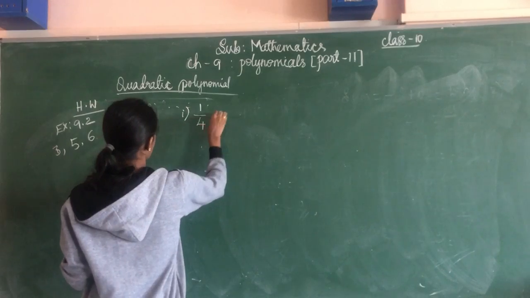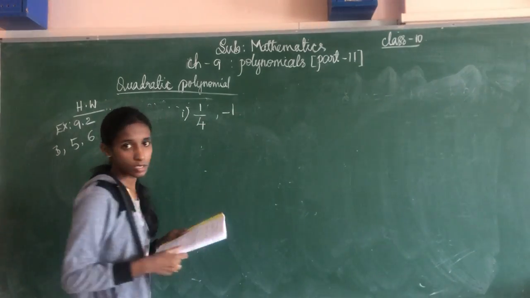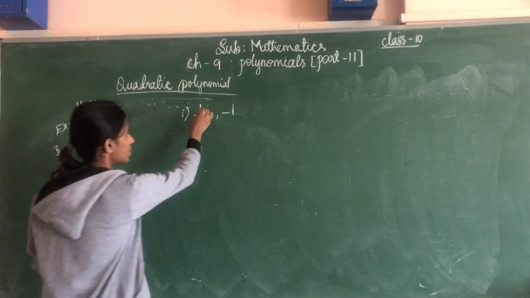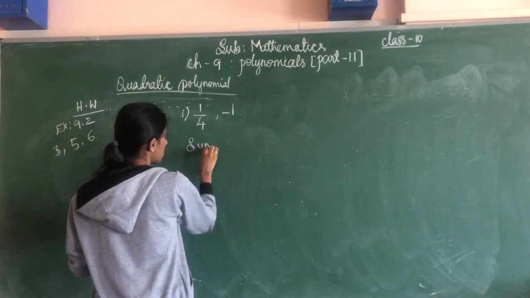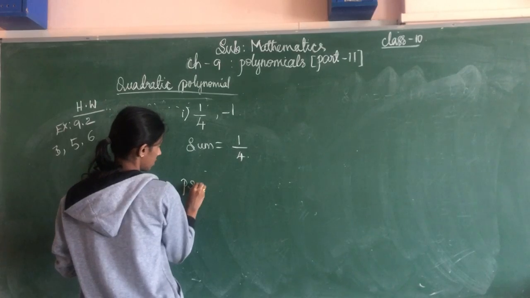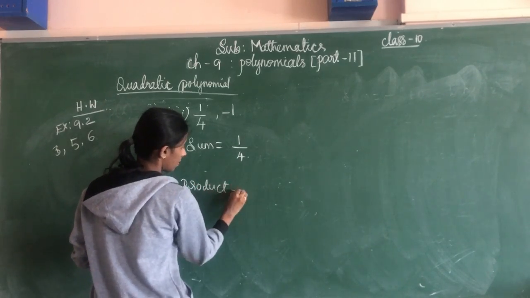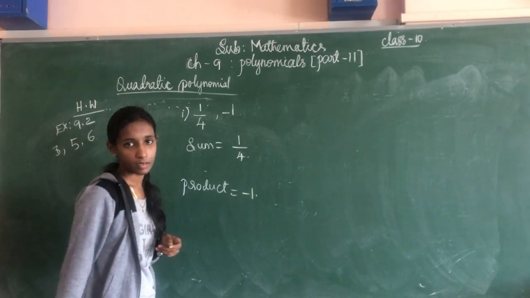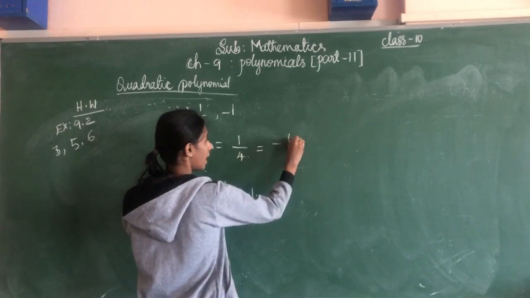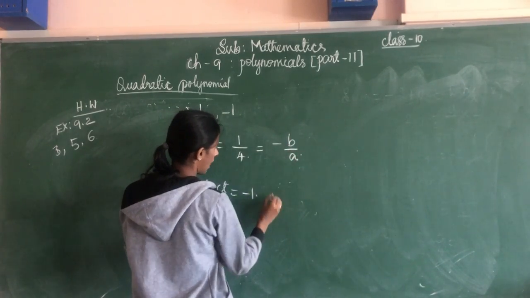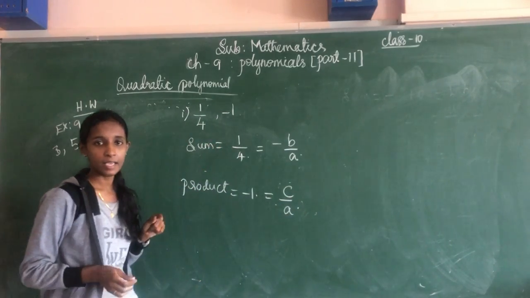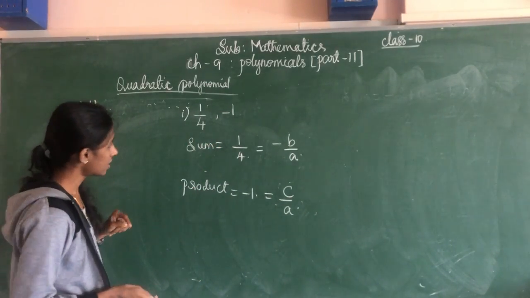So it is 1 by 4 and minus 1. What is the sum? The sum is 1 by 4 and the product is minus 1. What is the sum? The sum is minus b by a and the product is c by a. Isn't it?